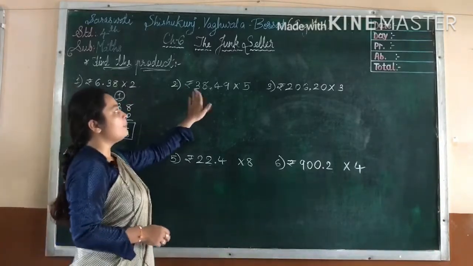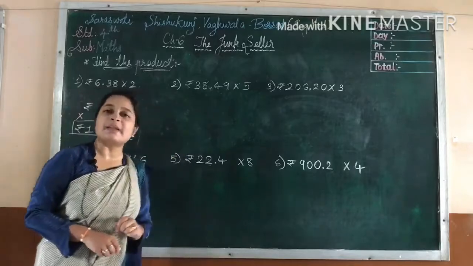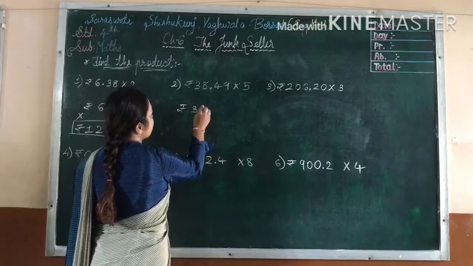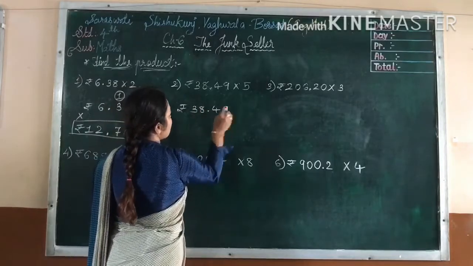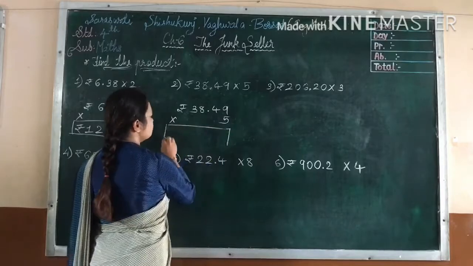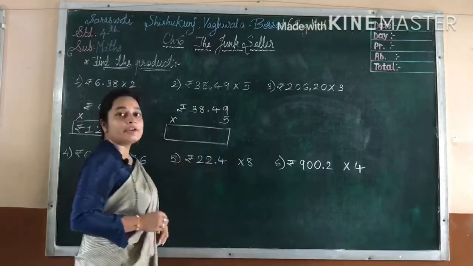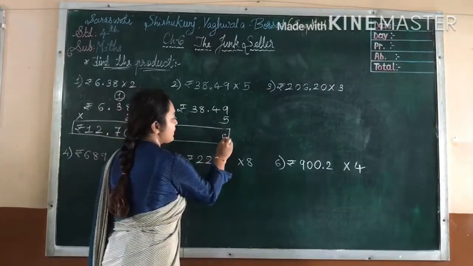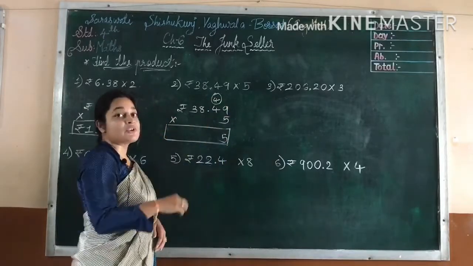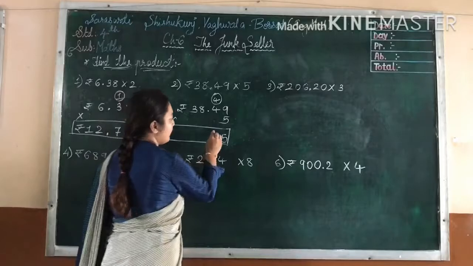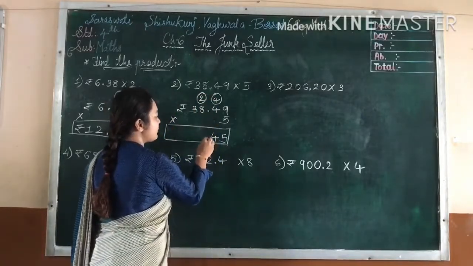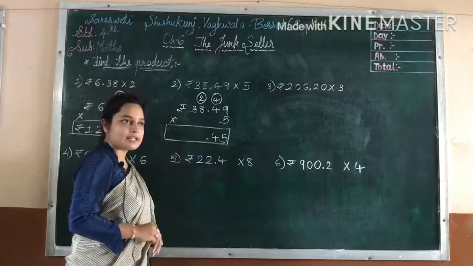Number 2 is there, rupees 38.49 multiplied by 5. So let's solve that. Rupees 38.49 multiplied by 5. 5 9s are 45. 5 downside, 4 carry goes on 4. 5 4s are 20. 20 plus 4, 24. 4 downside, 2 carry goes on 8. Decimal point is given, so we will keep here decimal point in answer.